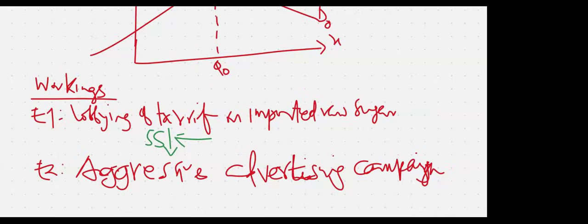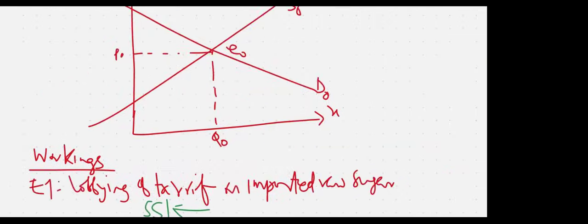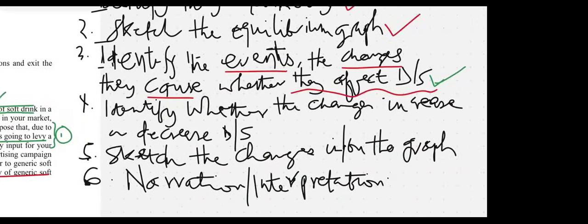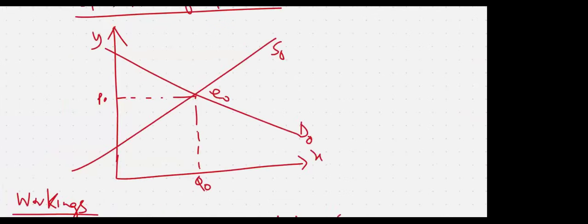I'll repeat the same process for the second event. So step 4, whether the changes increase or decrease demand or supply, I'm done with it. Because the events are 2, I'll repeat 3 and 4 for the second event. So identify the event. I found the event. The changes they cause, and whether that one affects demand or supply. So look at the technicality here. It's very easy. Pay attention.